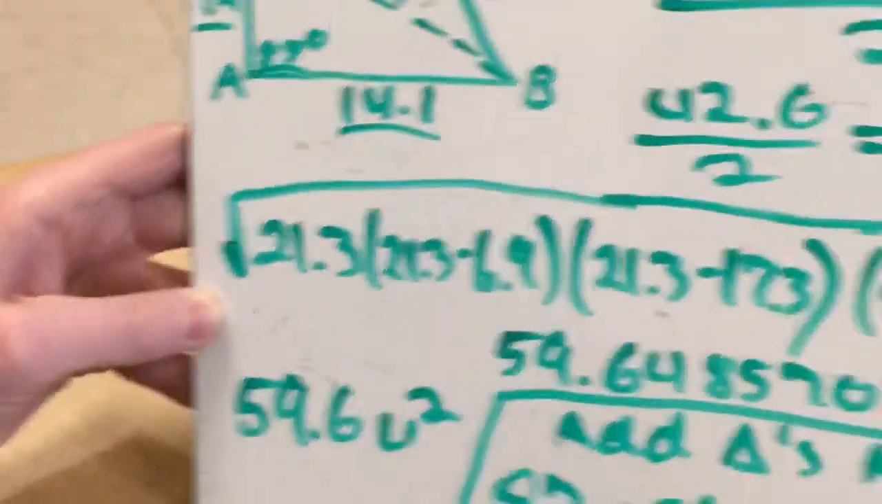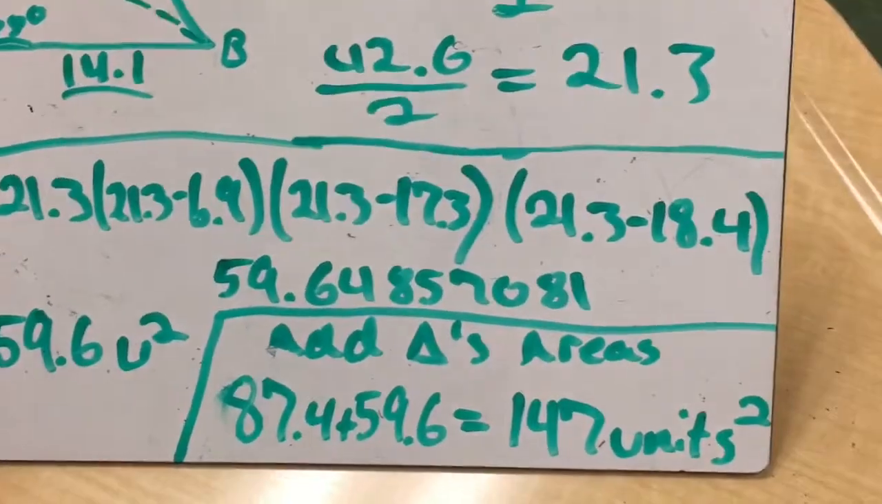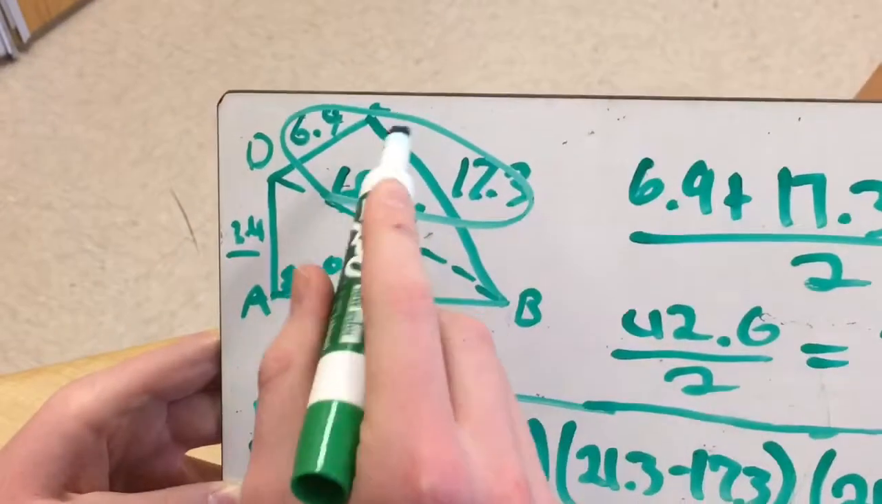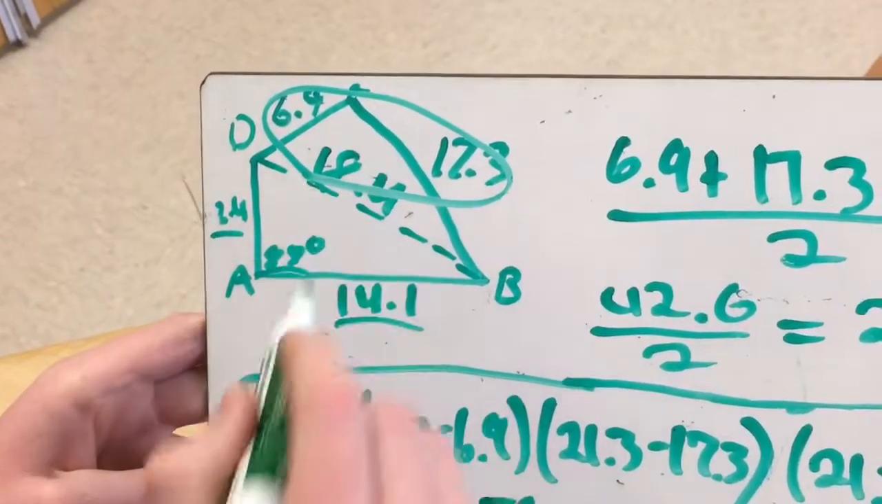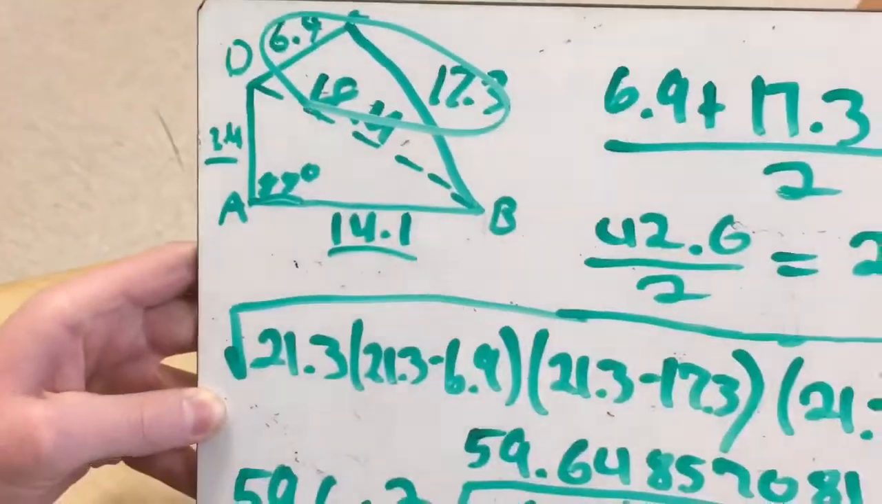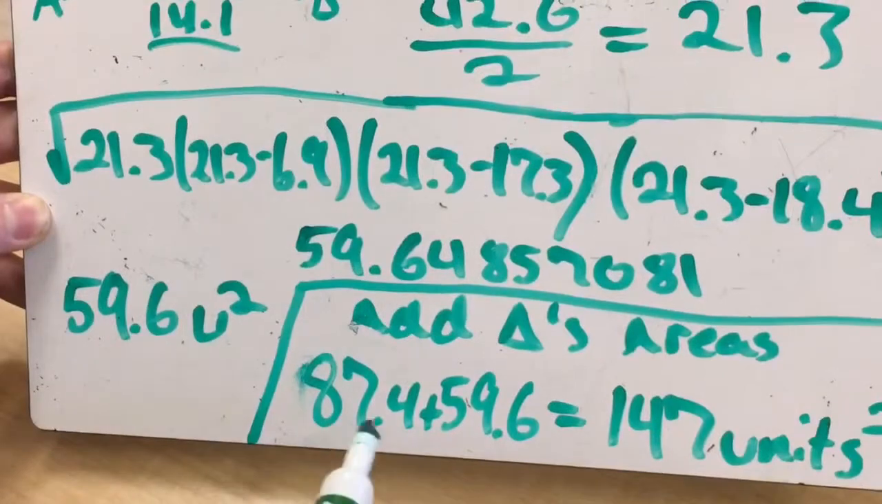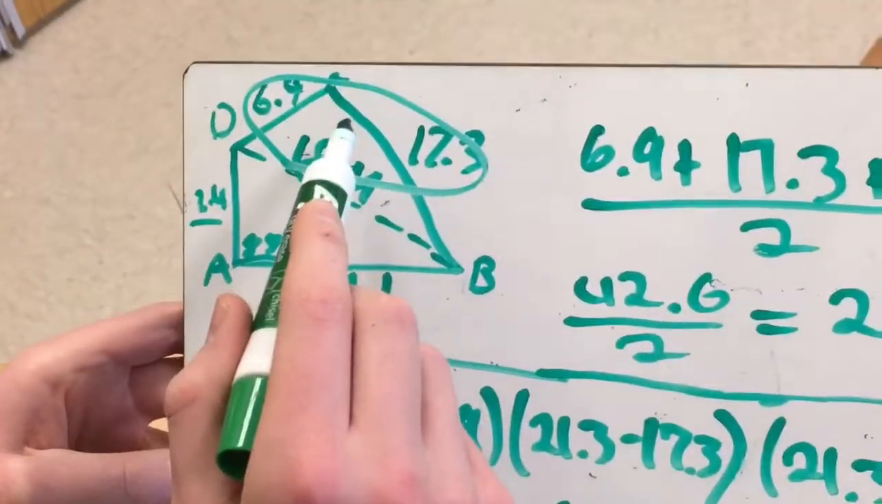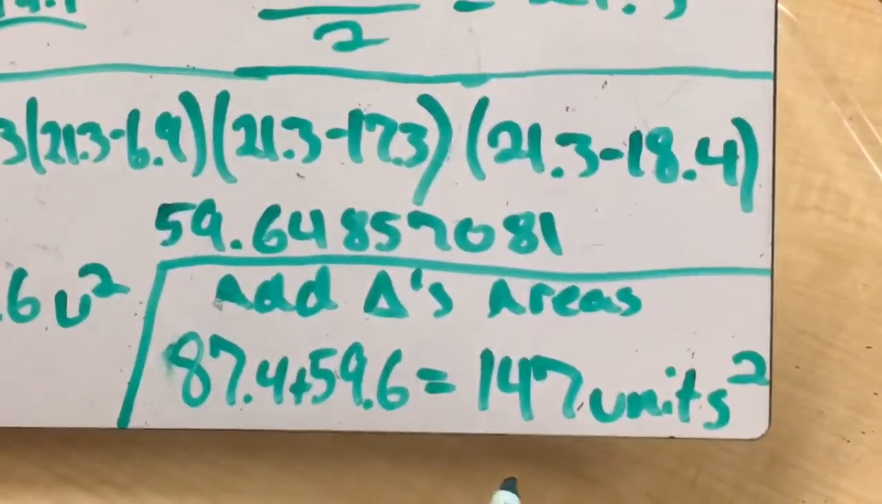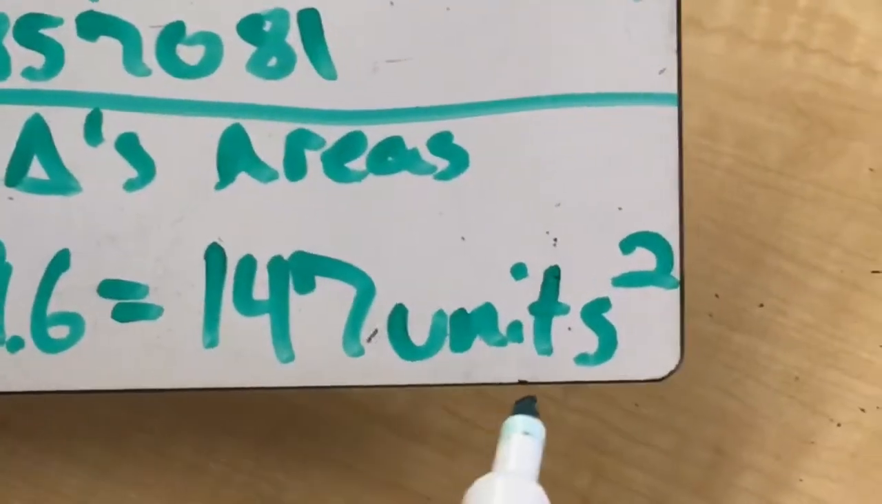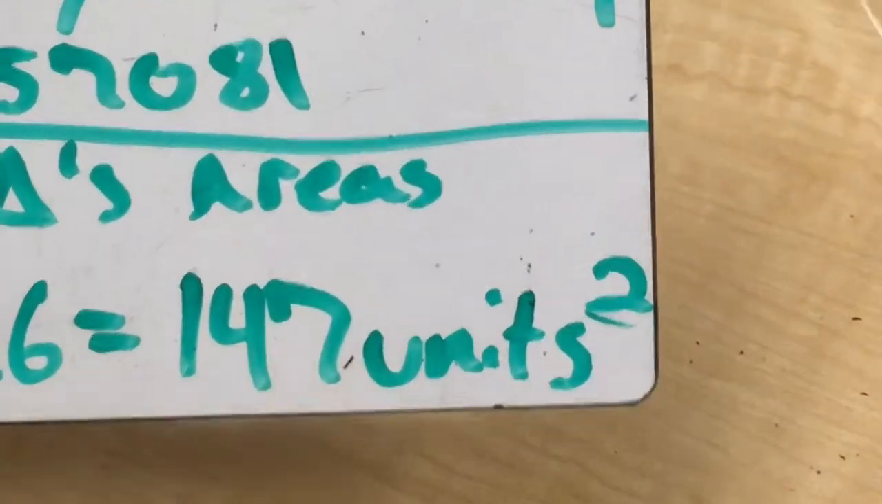So pretty much the final step is just adding this angle area and this triangle area up together. So we're going to add this one right here, which is 87.4, and you're going to be adding this one here, which is 59.6, and that's going to equal 147 units, and you're just going to make sure to square that as well.